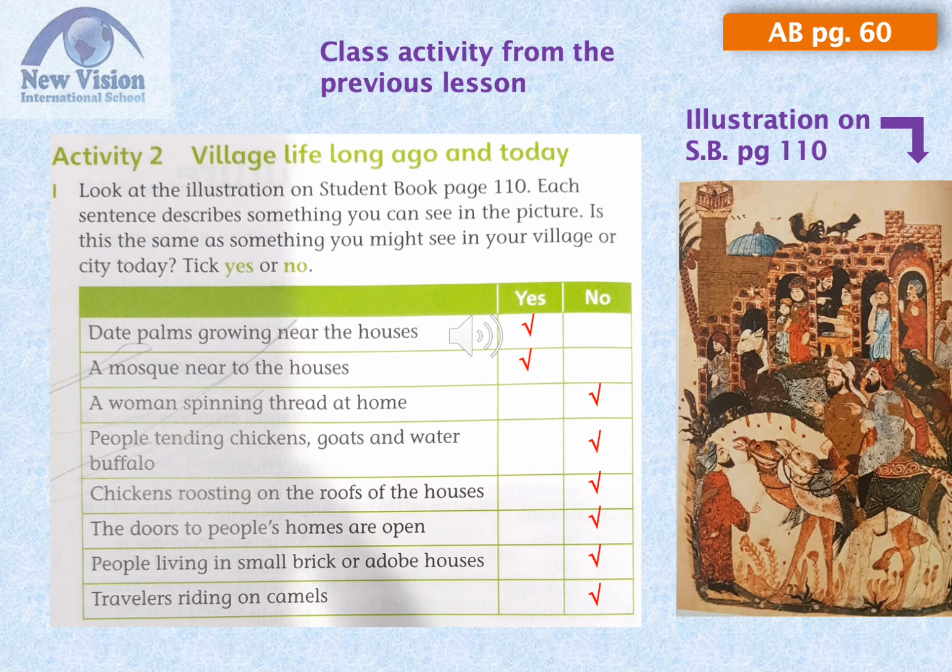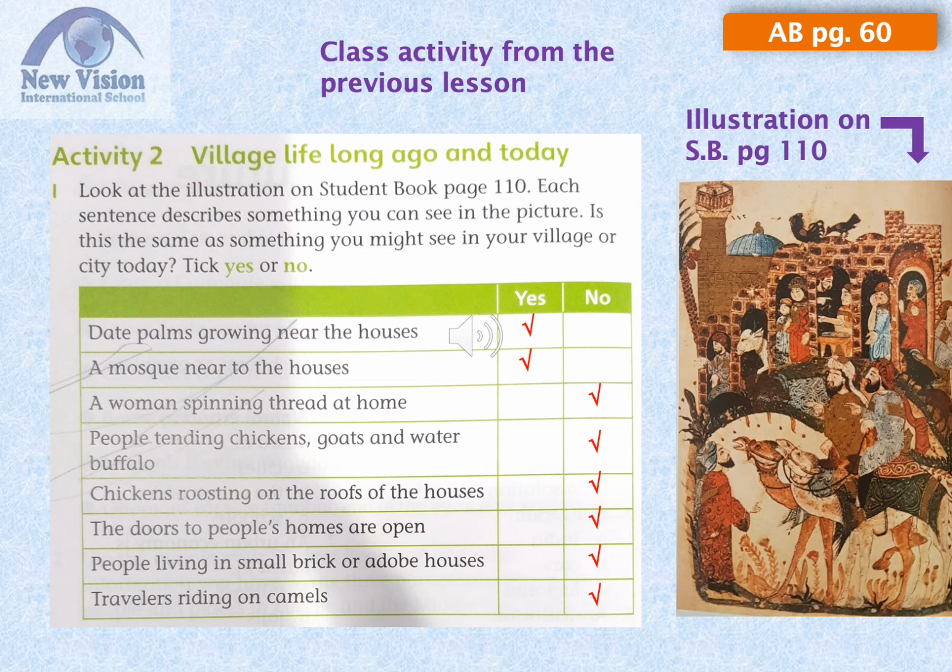Okay, let us take each term given in the table. The first term, date palms growing near the houses. What is the answer? Yes, very good. You can see date palms growing near the houses now and then. Okay, next, a mosque near to the houses. Yeah, very good. You can see a mosque also near to our houses. Next, a woman spinning thread at home. What is your answer? Do you see a woman spinning thread at home now? Because in olden times, women used to spin thread at home. Very good. No. Now we cannot see women spinning thread at home.